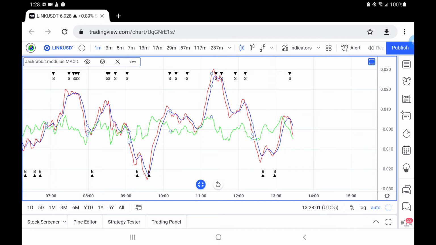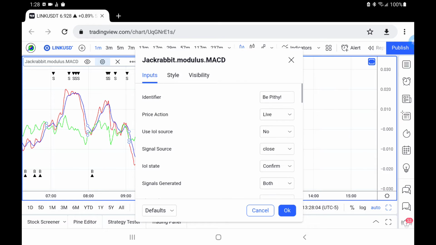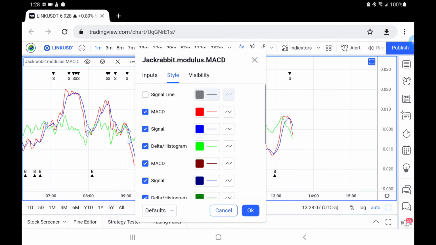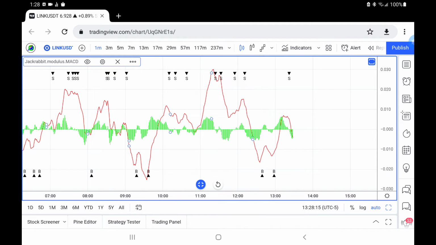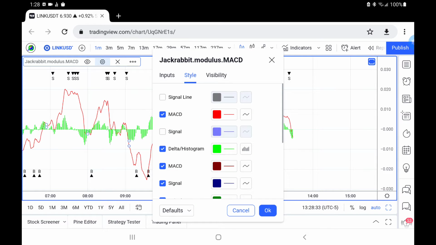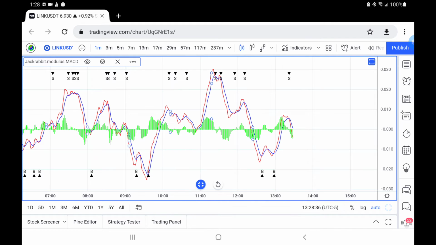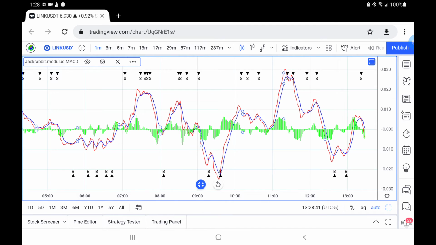I prefer the line, but if you would prefer a histogram, you can go to Styles and pick histogram. For me, I prefer the line for what I look for when I trade. But either way, it works perfectly in terms of what you want it to do. So we'll leave it like this for now. And let's get into what we're looking at.